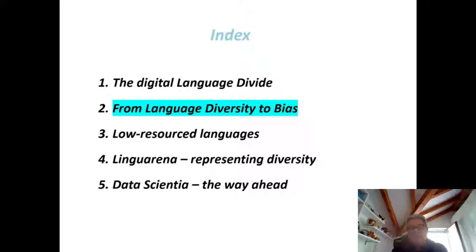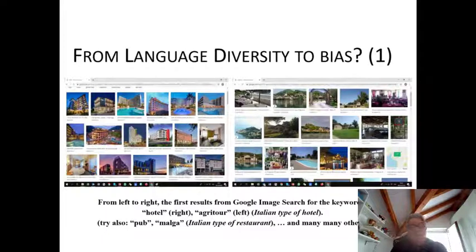So let me go a little bit more into the issue of this digital language divide, applied to the fact that the languages are very diversified, which generates bias, which means a problem, a negative effect on the languages which are not so present on the web, what we now call low-resource languages. So what is the bottom line? The bottom line is that we all know that the languages are different. We know that Italian is different from English, which is different from Chinese, and so on and so forth.